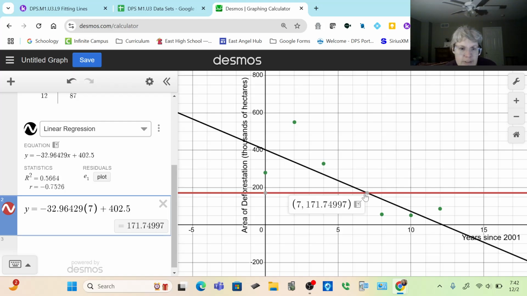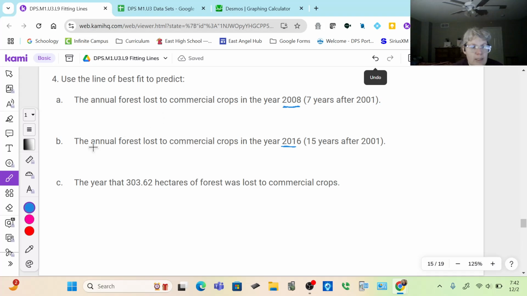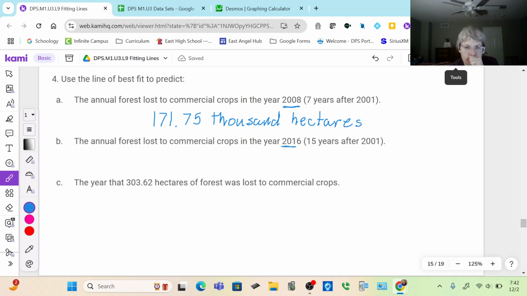So we're at 171.75 hectares are lost. So I'm going to write here 171.75 thousand hectares. We should always include a label with our answers to put them in perspective. Well, that probably makes sense. It's a positive value. It's less than the 402.5. And the amount lost was decreasing each year.